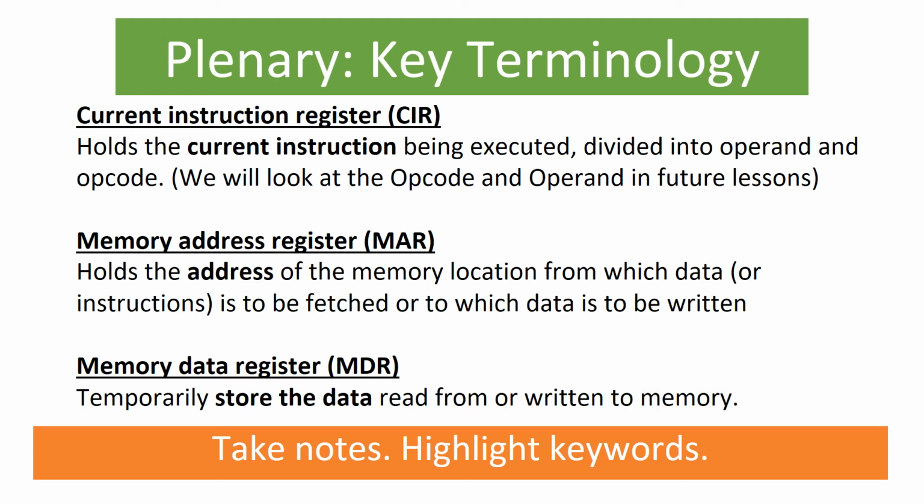Can you figure out what the missing words are? Pause the video, try and write them down, and then start playing again and I'll give you the answers. So the CIR, the current instruction register, holds the current instruction being executed. It's divided into opcodes and operands. The MAR, the memory address register, holds the address of the memory location from which the data or instructions are to be fetched. And finally, the MDR. The MDR is a temporary store of data read from or written to memory.